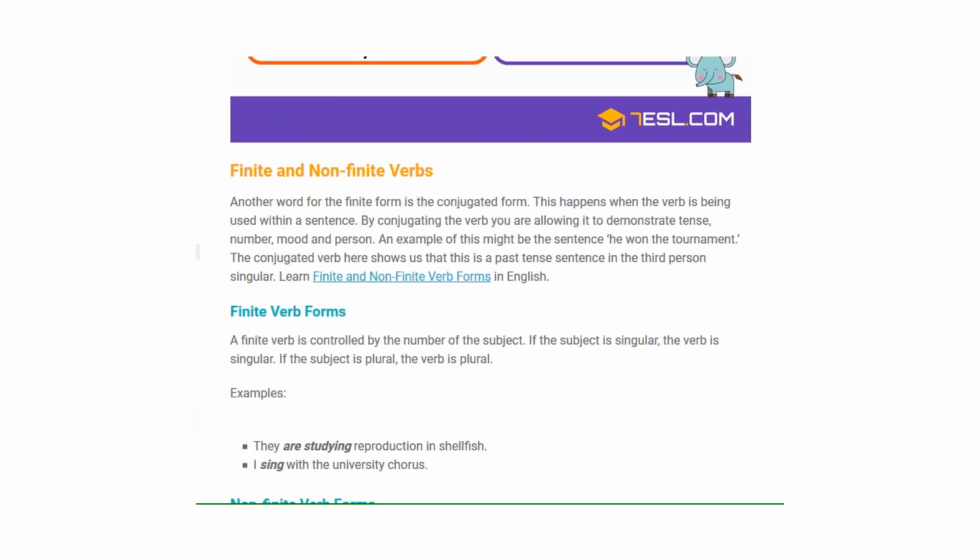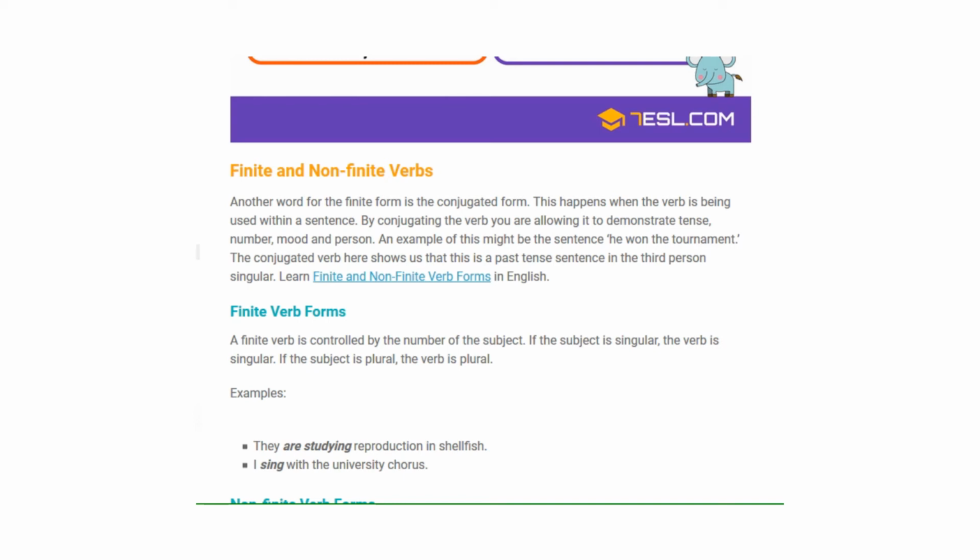So we have two types: finite and non-finite verbs. Another word for the finite form is the conjugated form. This happens when the verb is being used within a sentence. By conjugating the verb, you are allowing it to demonstrate tense, number, mood, and person. An example of this might be the sentence, he won the tournament. The conjugated verb here shows us that this is a past tense sentence in the third person, singular.